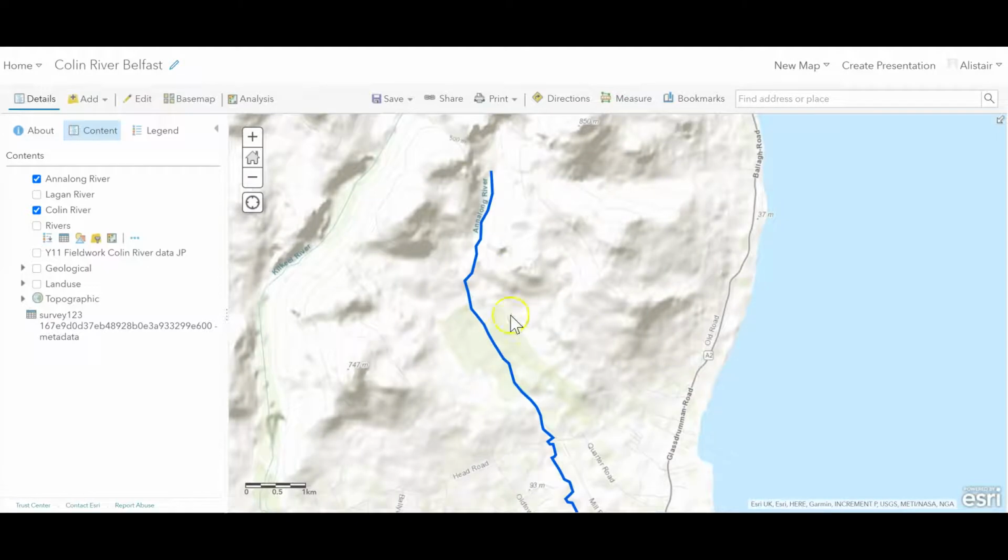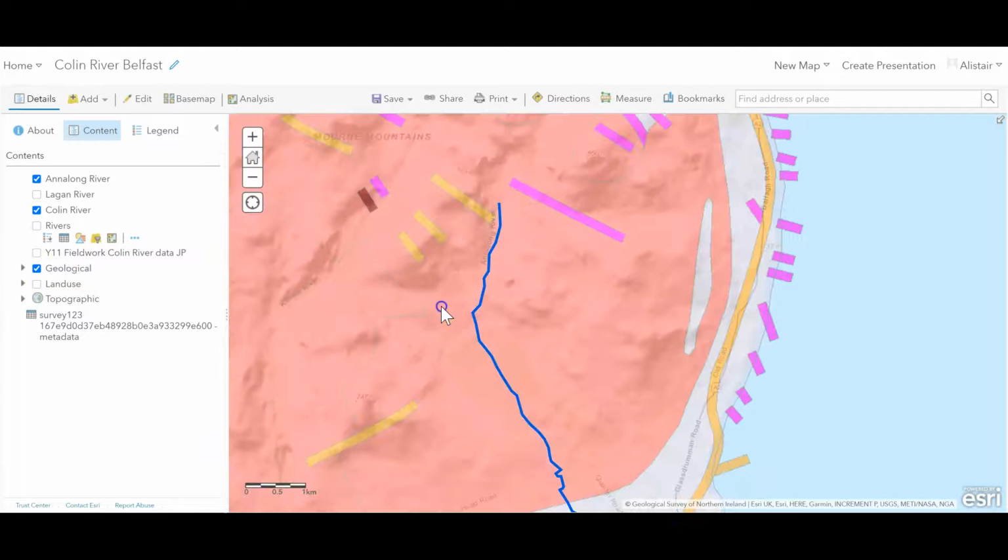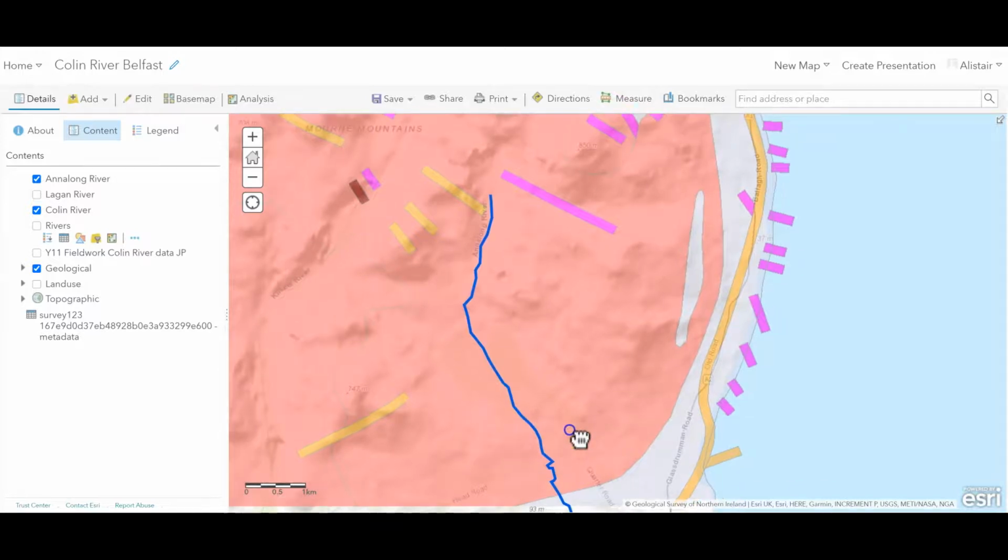So how does this river differ from the Colin River? Well, let's look at the geology first of all. Remember I said to you that the geology along the Colin River was very variable. Let's turn on the geology layer here and we discovered that quite the opposite is the case. The geology down here is granite, and for most of the upper course and the middle course of the Annalong River it's flowing through granite.